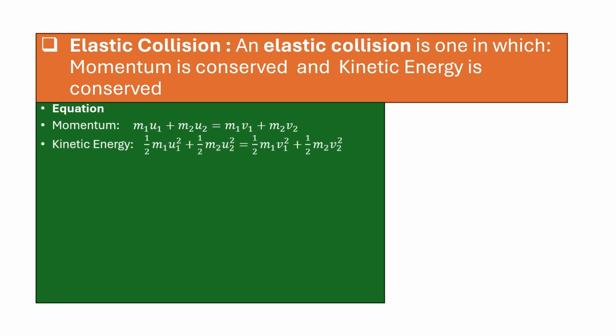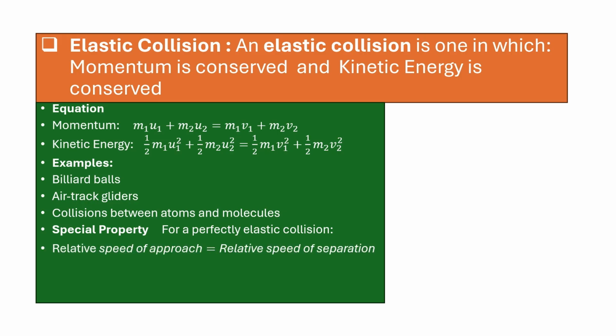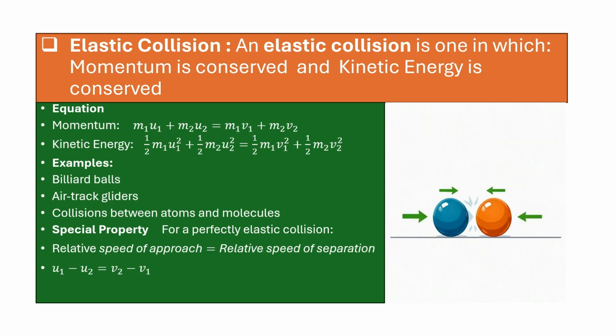For kinetic energy, again, it's also conserved. So you have to take the formula half m1u1 square plus half m2u2 square is equal to half m1v1 square plus half m2v2 square. Examples are like billiard balls, air-track gliders, collisions between atoms and molecules. But the special property for perfectly elastic collision is that relative speed of approach is equal to relative speed of separation. That is u1 minus u2 is equal to v2 minus v1.